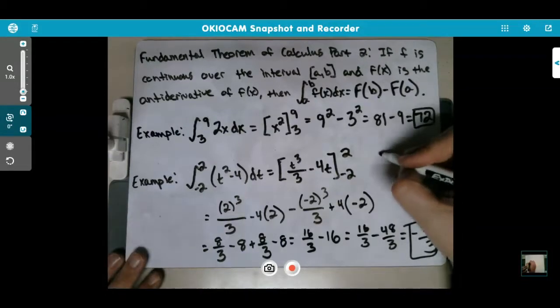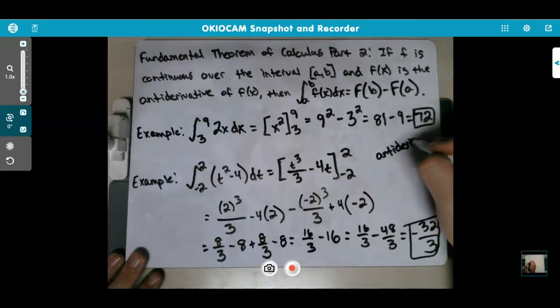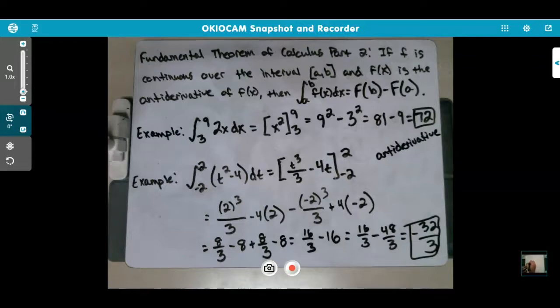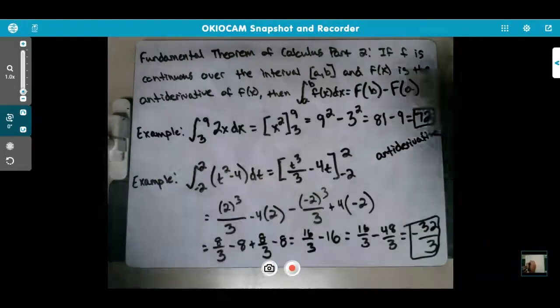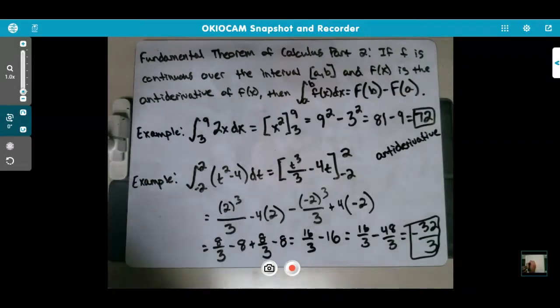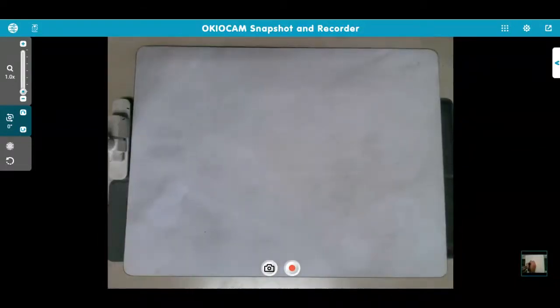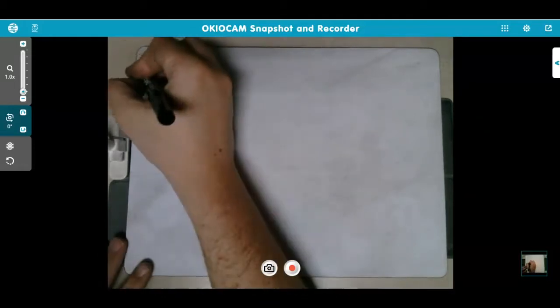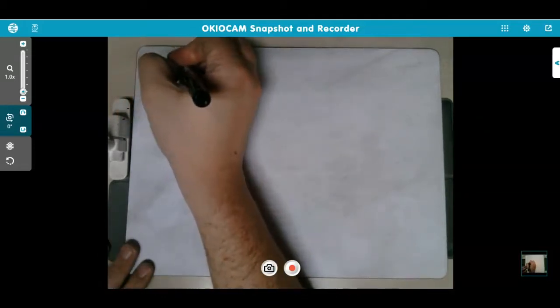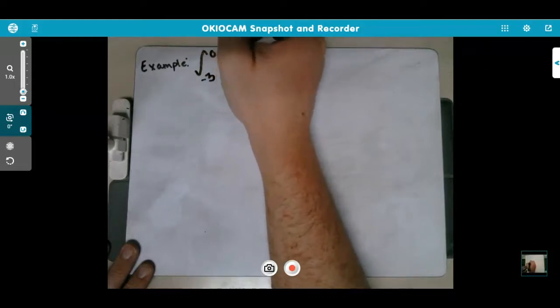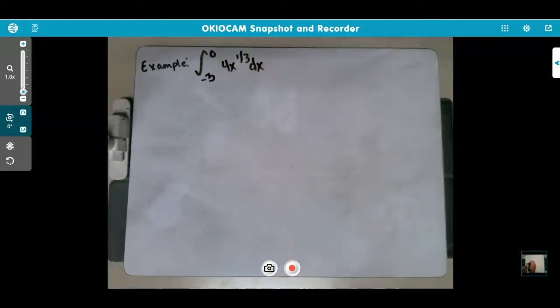Again, all I do is take the antiderivative and then plug in your top bound, plug in your bottom bound, and then subtract them. Another example, we're going to do quite a few more. Integral from negative 3 to 0 of 4x to the 1/3 dx.